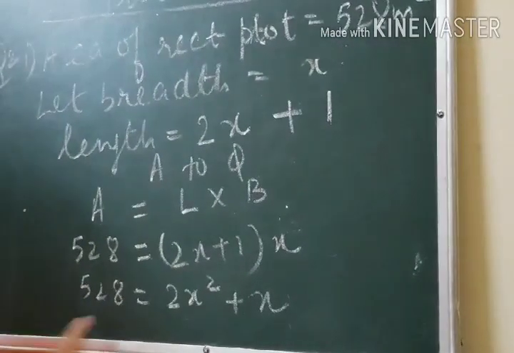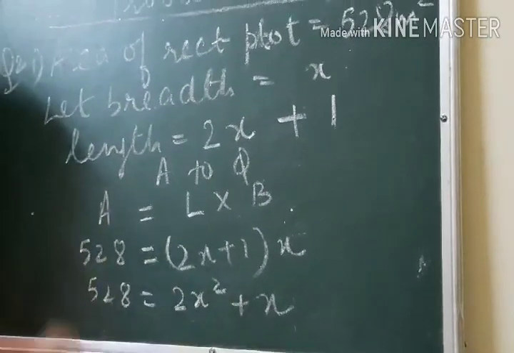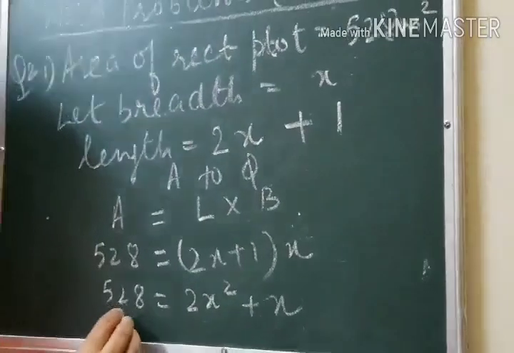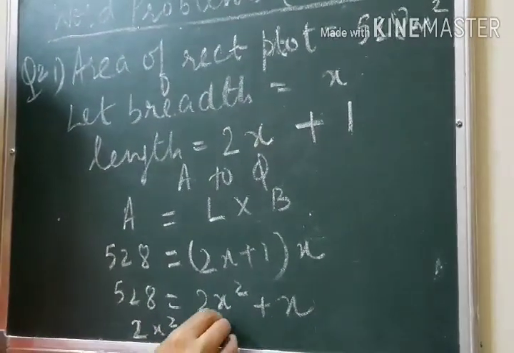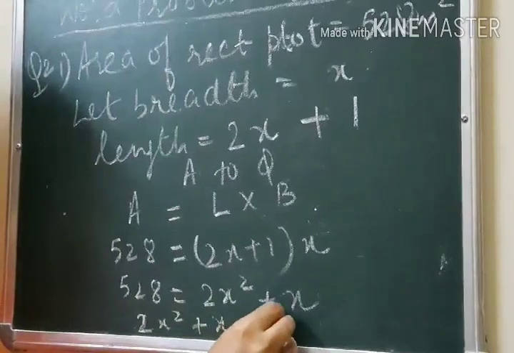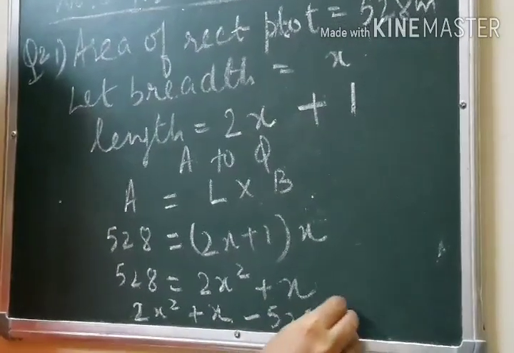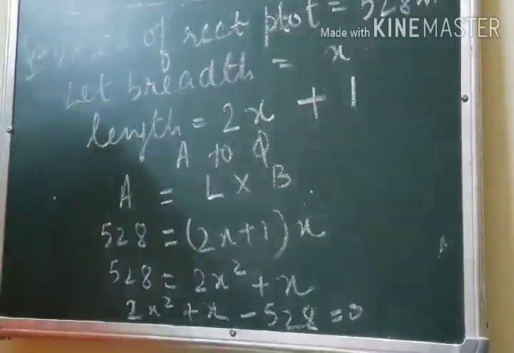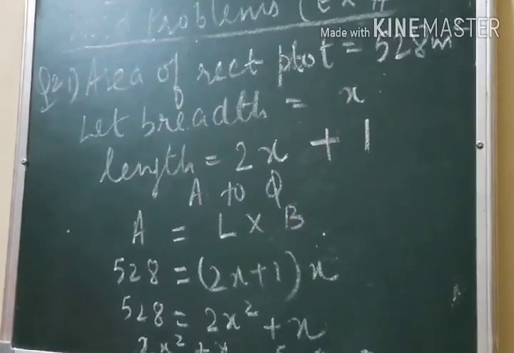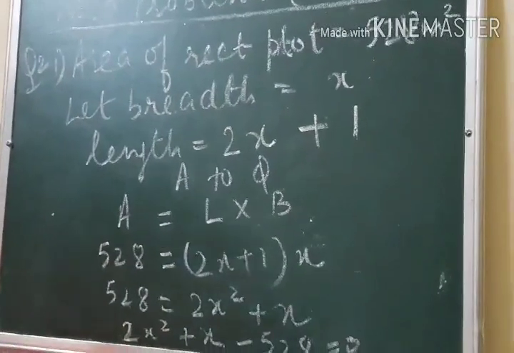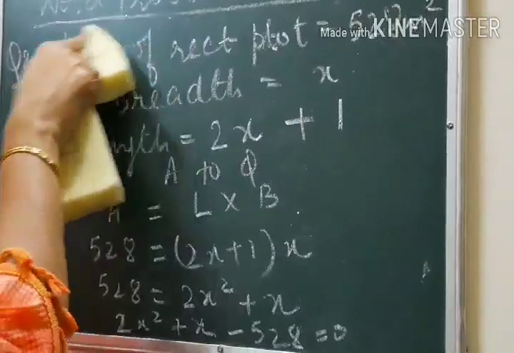Now you can see that this has become quadratic because the power, or degree, is 2. So we will write it in a proper quadratic form: 2x square plus x, and I am shifting this 528 to this side with a minus sign. It becomes 2x square plus x minus 528 equal to 0. So this is our quadratic equation. Now you have to solve this quadratic equation and we will get the length and breadth.